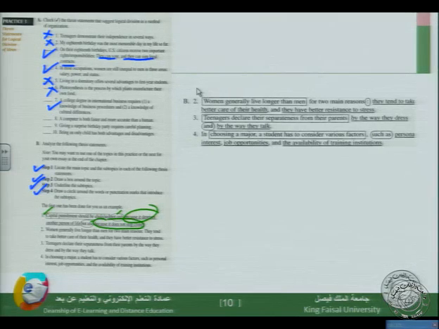And here in number 2: women generally live longer than men for two main reasons. They tend to take better care of their health, and they have better resistance to stress. So we have put a kind of square around the topic, that women live longer than men, and here he underlined the subtopics, put 2 lines under the subtopics, and then he circled the punctuation. Number 3, do the same, and number 4, do the same.